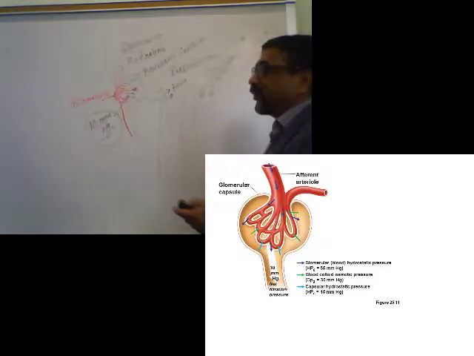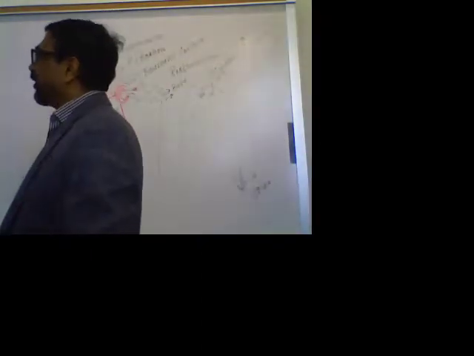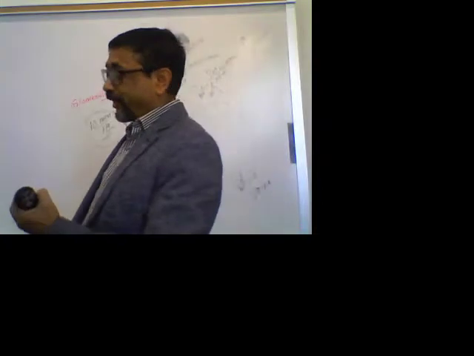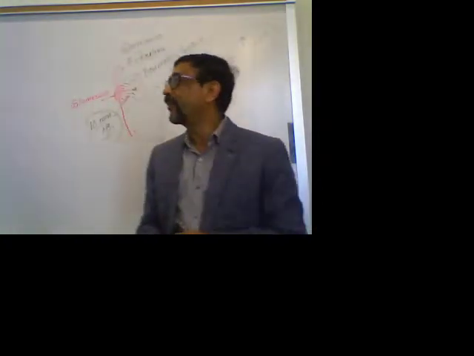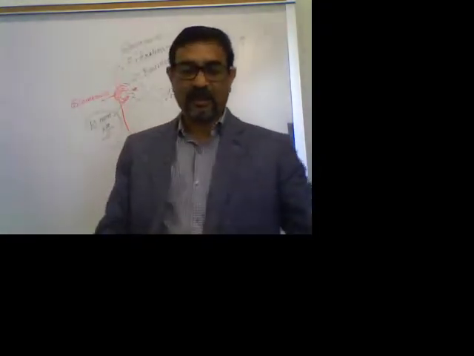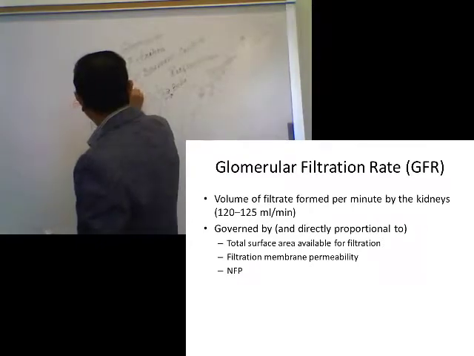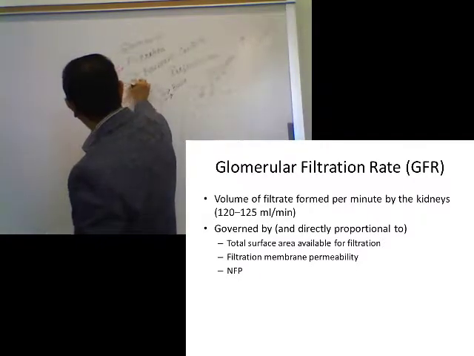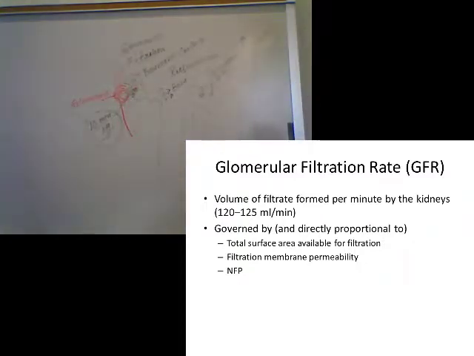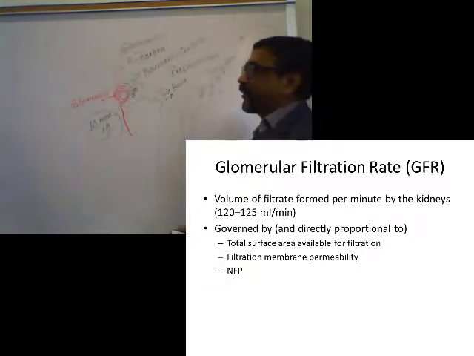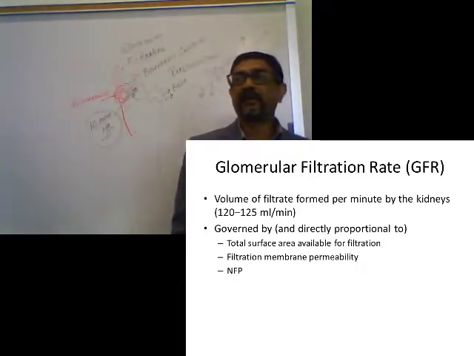And your two kidneys, that means all the nephrons inside the kidneys, if they are functional, in 1 minute cause 120 to 125 milliliters of filtrate. That means this is how much volume is entering here by filtration with all the nephrons together in both kidneys. That is 120 to 125 milliliters per minute.